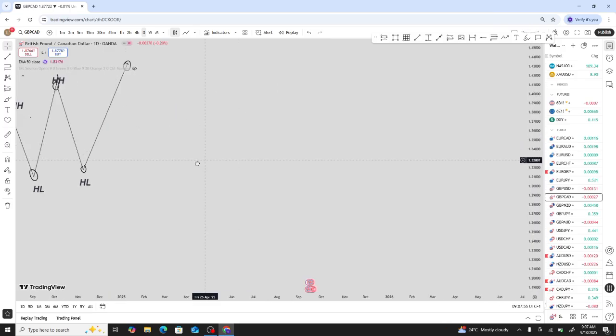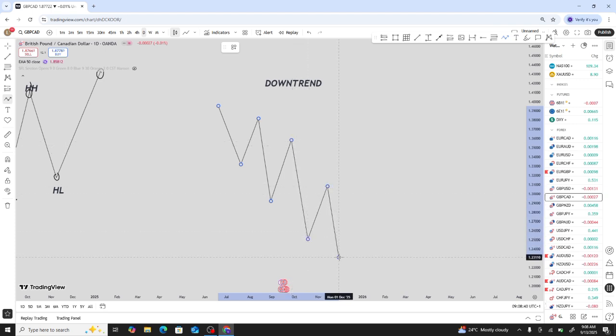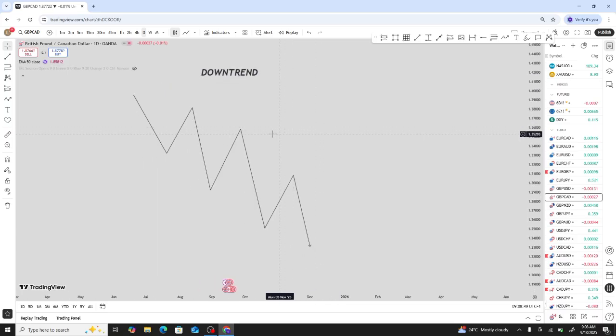Now stay with me. Let me show you a downtrend, what the market looks like when it's trending downwards. A downtrend is when the market is making a series of lower lows and lower highs. Look at it. Let's label it.